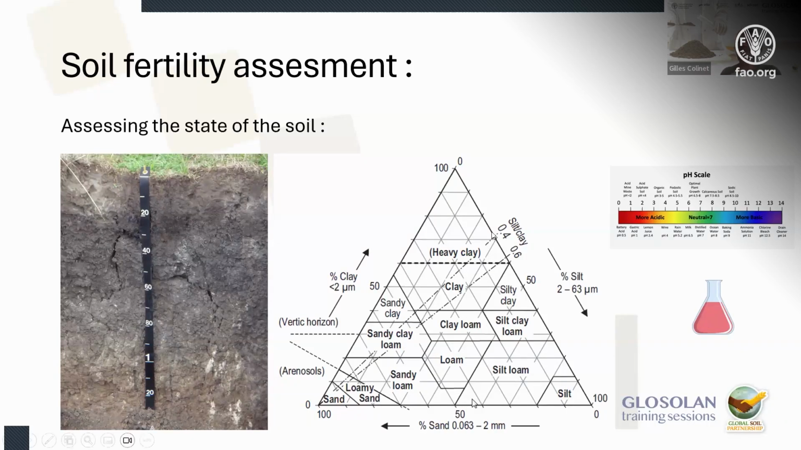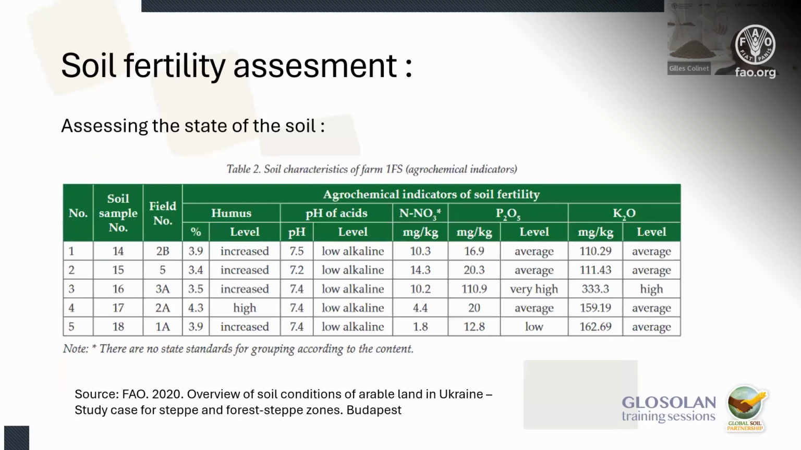So the idea is to measure the soil properties and try to refer to reference values that might be the soil types, that might be the soil texture, or that are considered as more universal, such as the pH scale. You know, it's basic, it's neutral, it's acidic, whatever the soil type. You need to have usually levels to interpret the data.